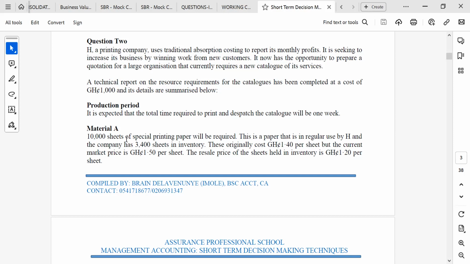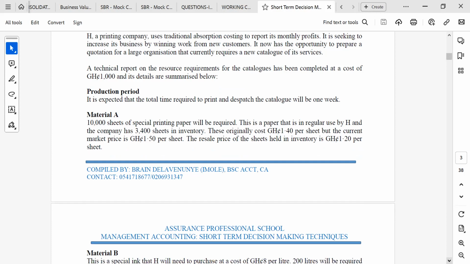1 week. Let's take the material one by one now. Okay, 10,000 sheets of special printing paper will be required. This is a paper that is in regular use by the company, and the company has 3,400 sheets in inventory. This originally cost 1.4 per sheet, but the current market price is 1.5 per sheet. The resale price of the sheet held in inventory is 1.2 per sheet.